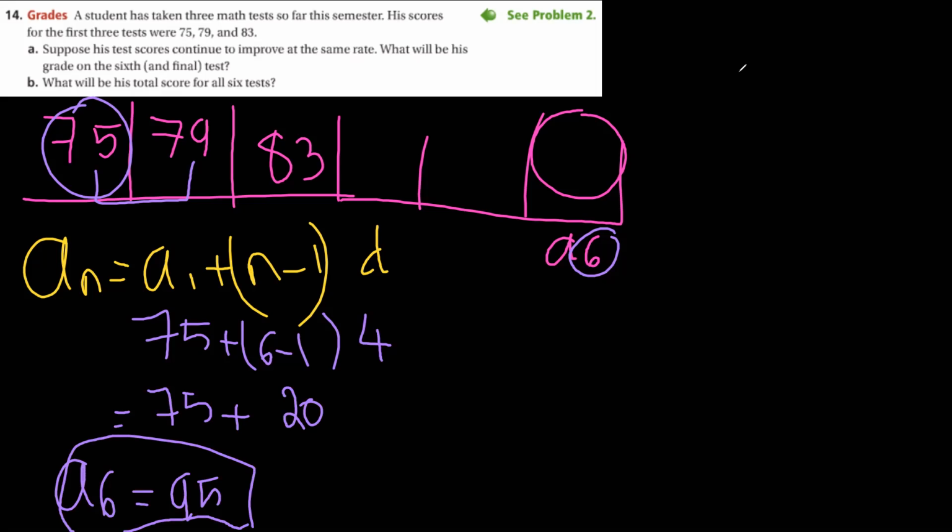This will be now his sixth grade. Is it clear how I can find the grade on the sixth test? Yes, please, is it clear? Now we use the rule for the arithmetic series to find all. No, I'm talking about A only. Is it clear how you can find it?